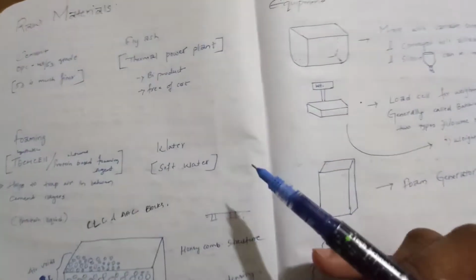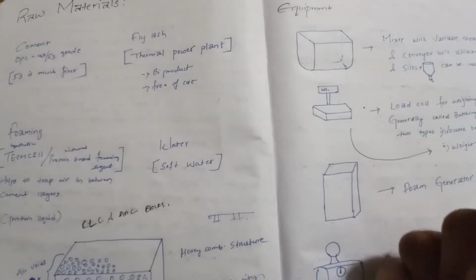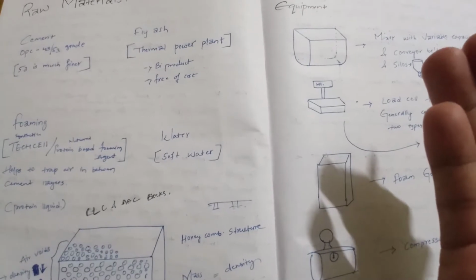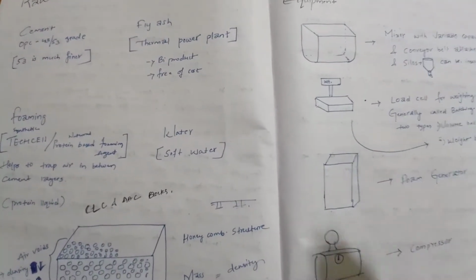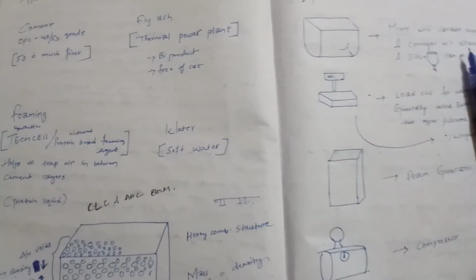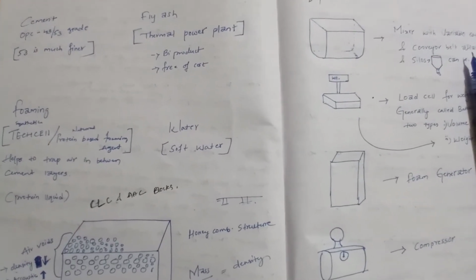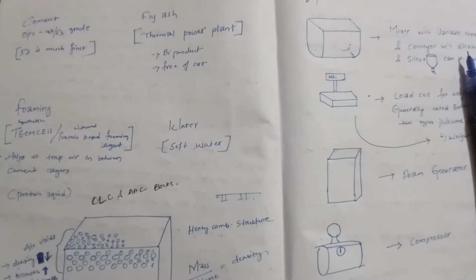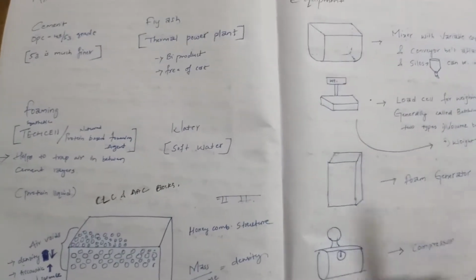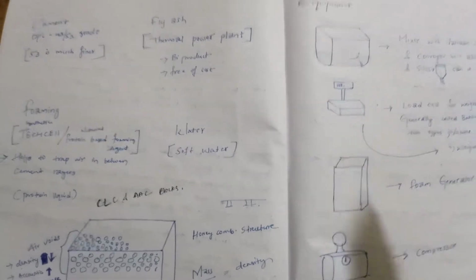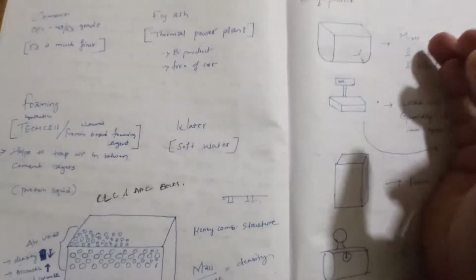And then we will be using soft water, water which we use for drinking. That water can be used, so it should not contain alkaline particles or acidic particles. It should be soft water. This helps to stop reacting of the cement paste.